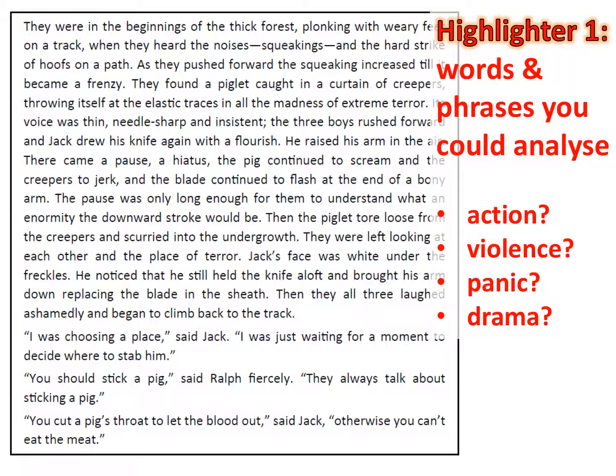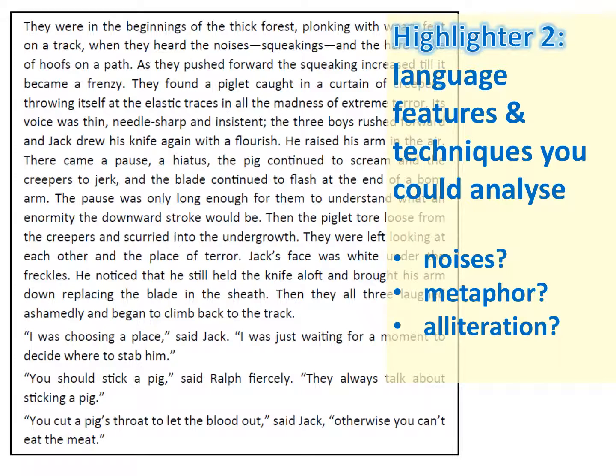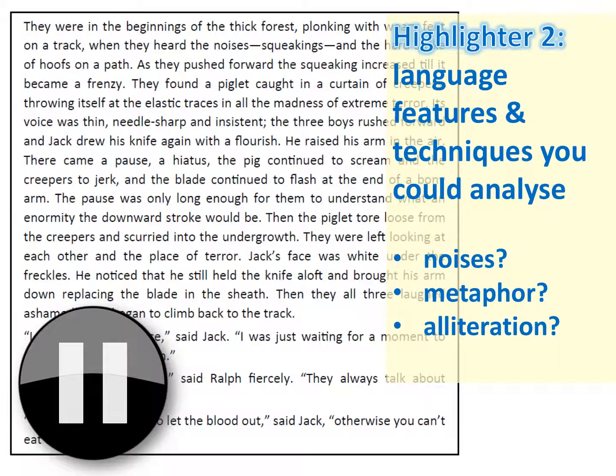So, hopefully, you've highlighted some things there. The next thing they ask you to look at are language features, so techniques. For example, in this piece, you might look at the use of noises, particularly in the pig. You might look at metaphor. There's some alliteration in there as well. Rather than me read it again, you should pause and just spend a minute trying to highlight 2 or 3 things which are language techniques. So pause and have a go at that.